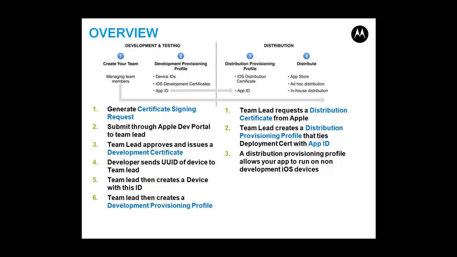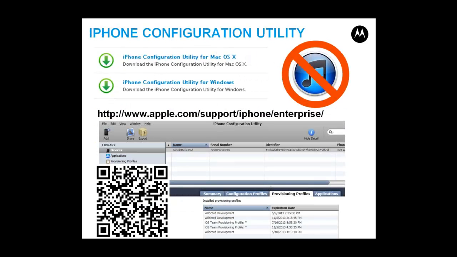The team lead goes into the Apple portal and requests a distribution certificate from Apple. Apple approves it and gives it back. The team lead could then create a profile, but this time it's a distribution profile that includes the distribution certificate credentials. When you're packaging your app up for distribution, you specify the distribution profile instead of the developer profile. So understand the delineation between distribution and development, and I think it'll make your life a lot easier.